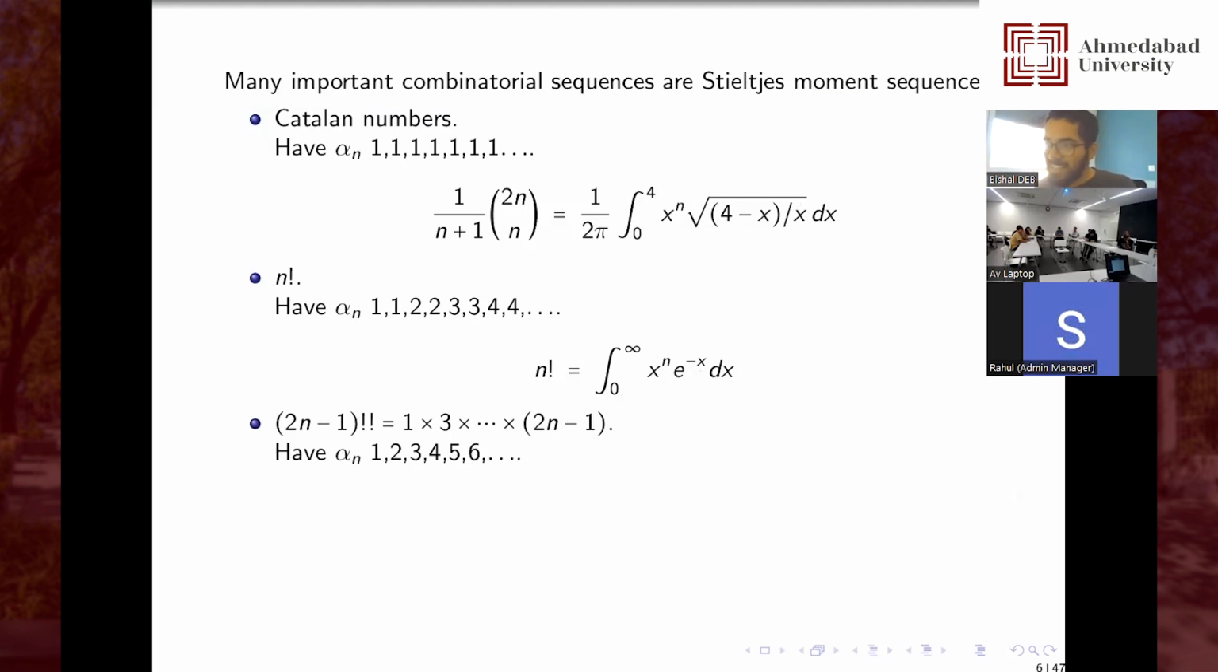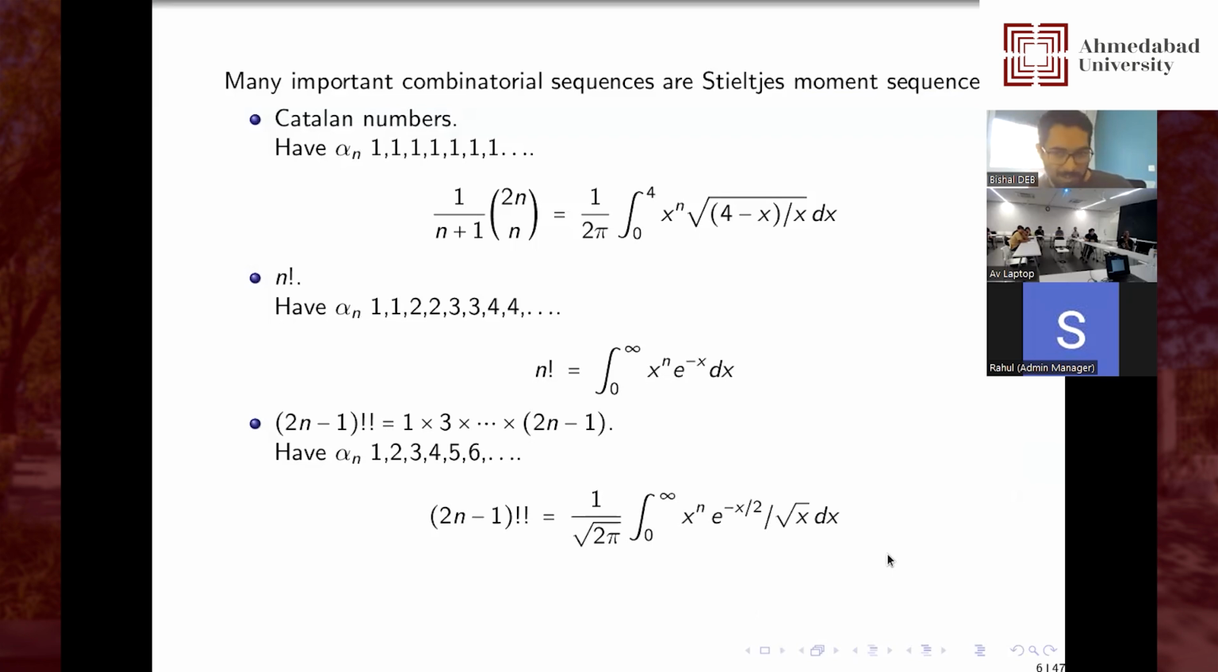Let's look at the next example. These are the odd semifactorials. You take products of odd numbers, 1 times 3 times 5, all the way up to 2n minus 1. And here the continued fraction coefficients are 1, 2, 3, 4, 5, 6, etc. And these numbers again have an integral representation.